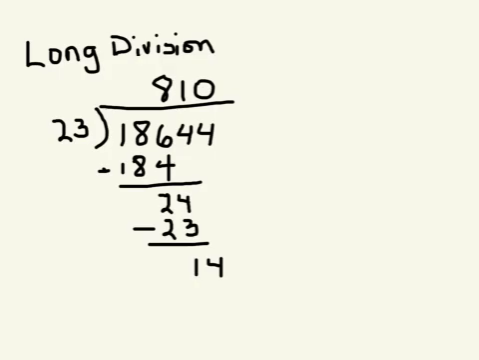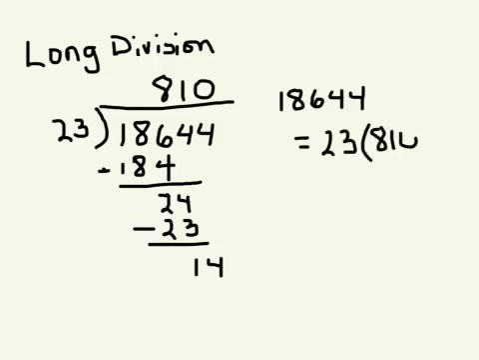So when we interpret this, what it tells us is that 18,644 is the same as 23 times 810, but I have a remainder of 14.